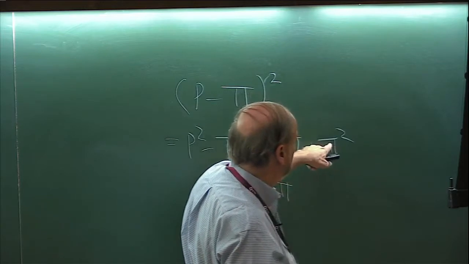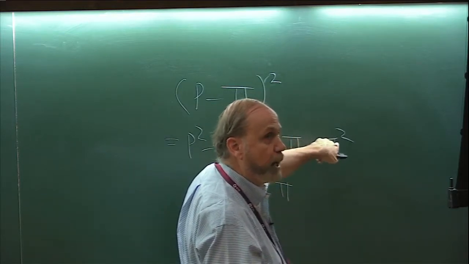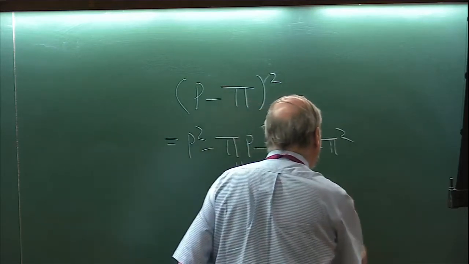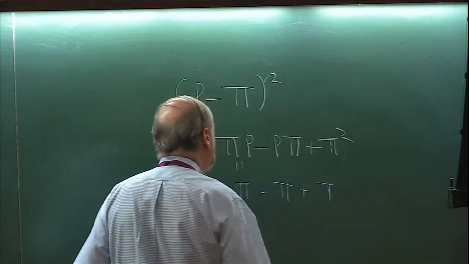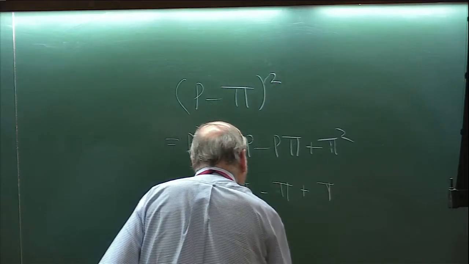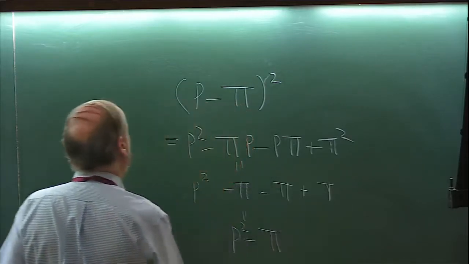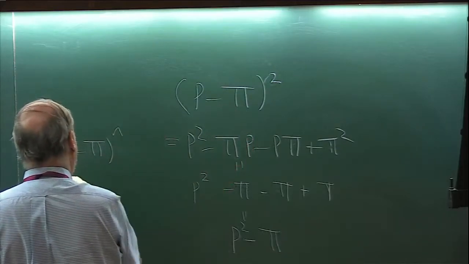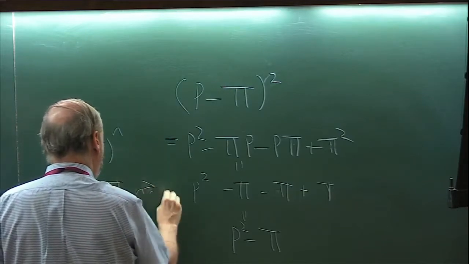Now for the same reason, pi squared is just pi times pi. That's a stochastic matrix times pi. That again, through the same reasoning, has to be a pi. So I have this. And so what this translates into is just P squared minus pi. And in the general case, I have P minus pi raised to the nth power equal to P to the n minus pi whenever n is greater than or equal to 1.